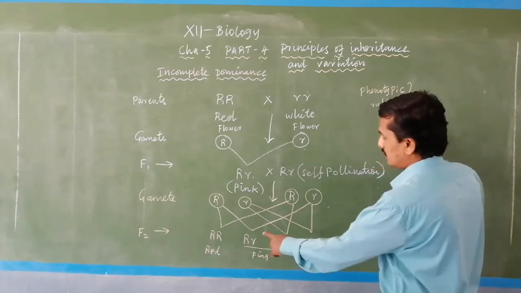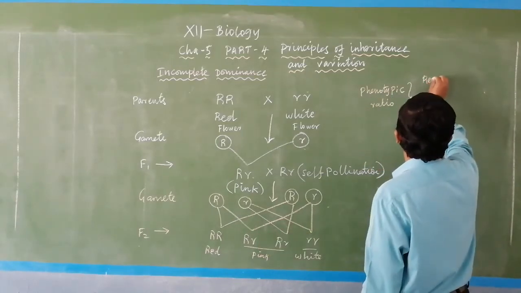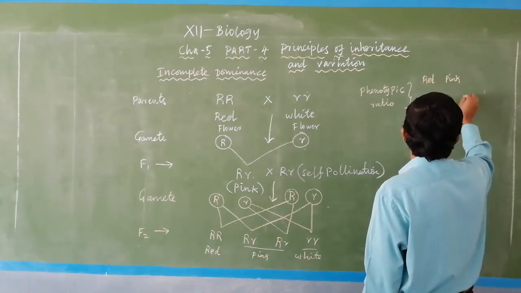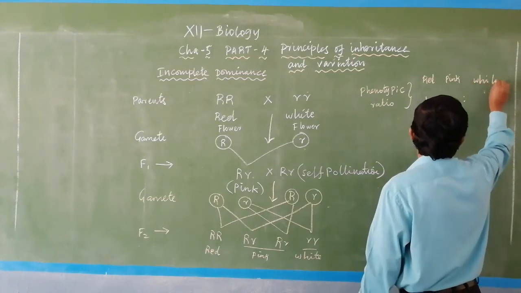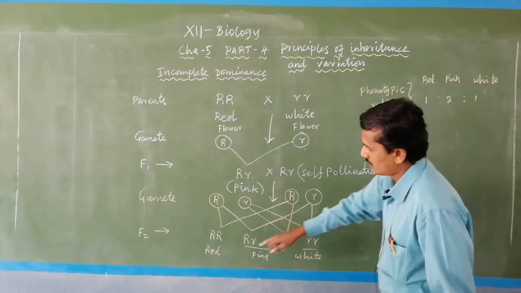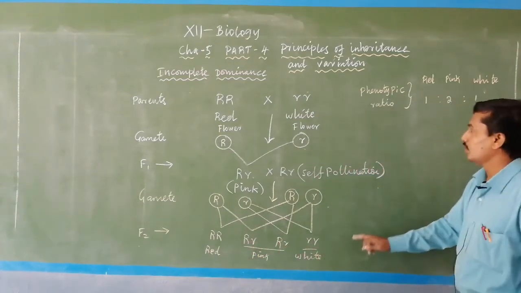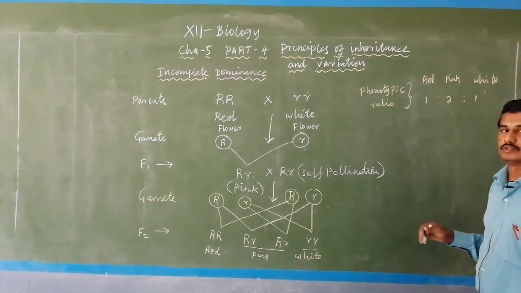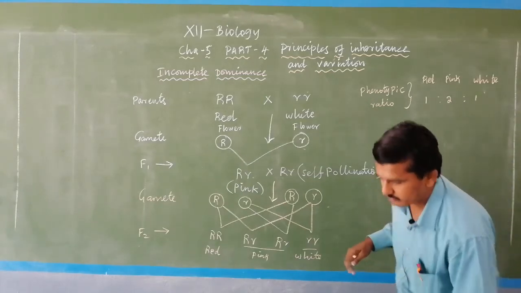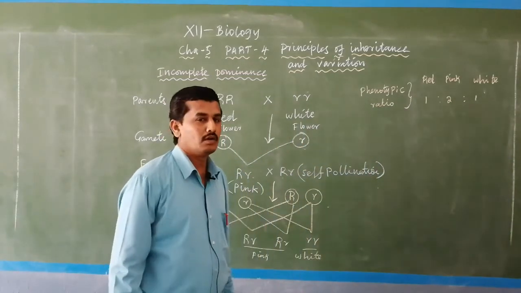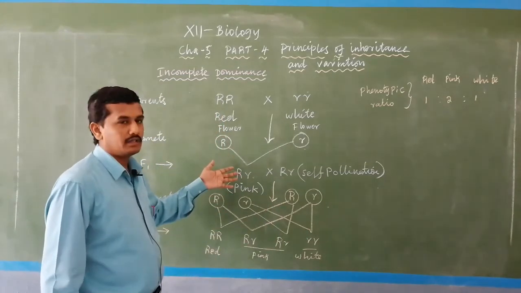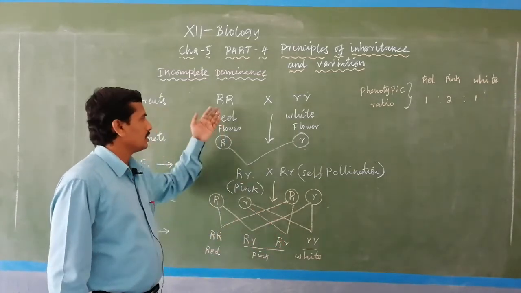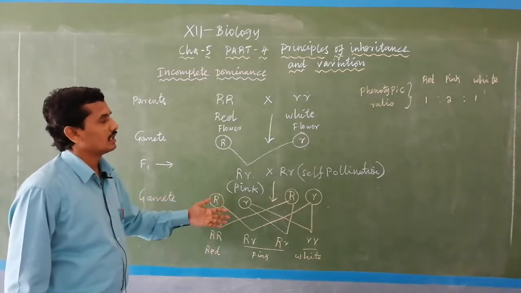So, morphologically red 1, pink 2 and the white 1. Red 1, pink 2 and the white 1. So, phenotypically 3 different characters are produced. So, in this class which one is dominance? In monohybrid class we know red only is produced in F1 and in F2 also red is more. So, we concluded red is a dominant. In this class here which one is dominant?